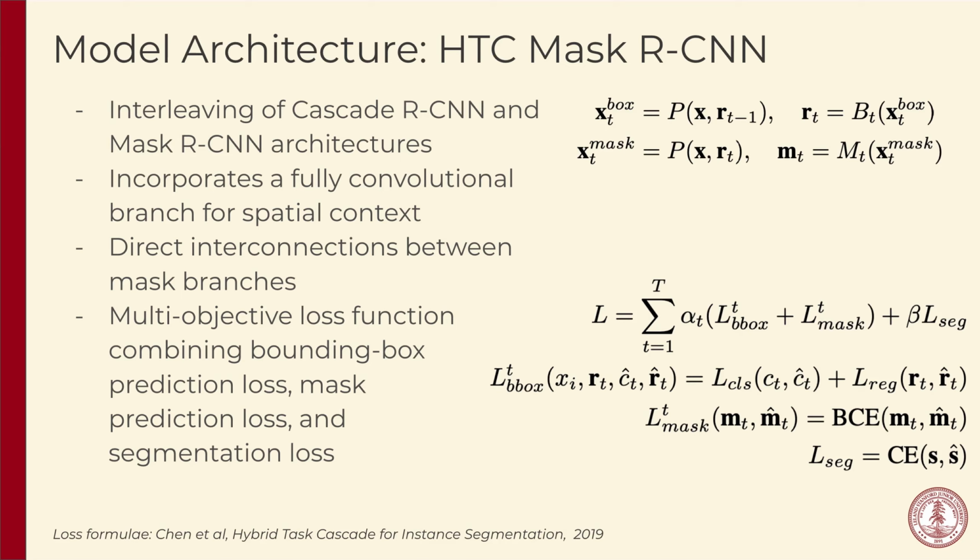The HTC incorporates a fully convolutional branch for spatial context to distinguish foreground features from noisy background context. And the HTC trains with a multi-objective loss function, where the bounding box loss is formulated consistently with the cascade mask RCNN group, and mask loss and semantic segmentation loss are formulated with binary cross-entropy loss and cross-entropy loss, respectively.